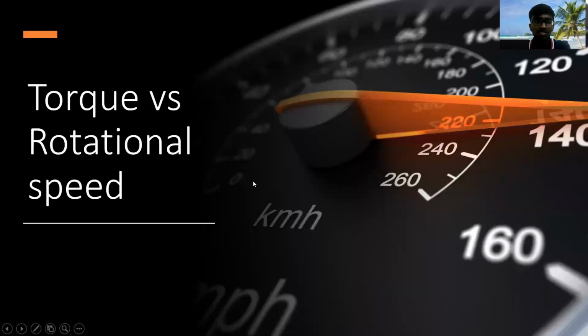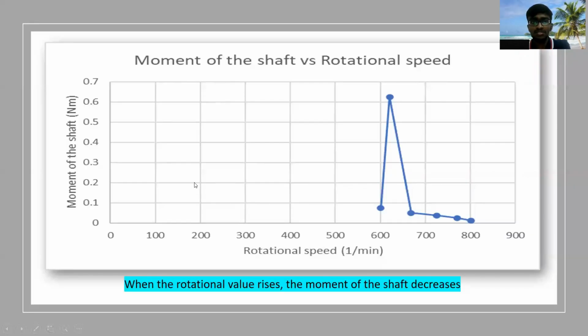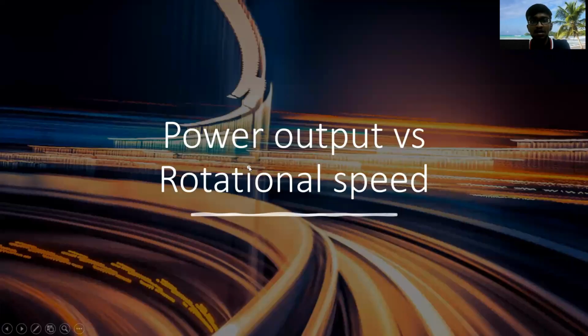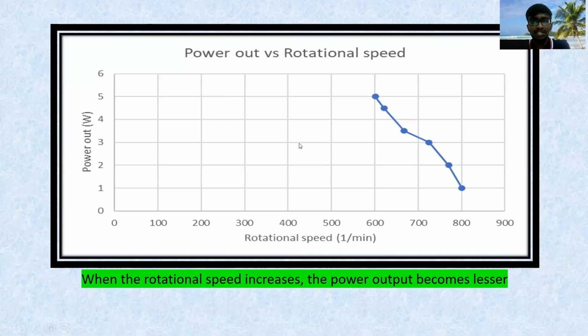Now let us look at the graph section. The first graph is torque versus rotational speed. This is the moment of the shaft versus rotational speed graph. The relation is that when the rotational speed rises, the moment of the shaft decreases. Let us look at the power output versus rotational speed graph, which is the second graph of this experiment. Here we can see the trend is that when the rotational speed increases, the power output becomes lesser. So this is basically the power output versus rotational speed graph.